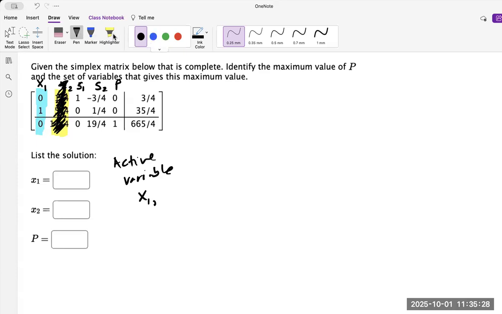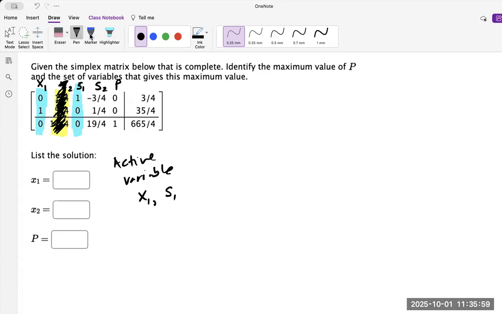Then if we look at the next column, S1, is there only one number that's non-zero? Yes. See how we have one, and it could have been a 5. This could have been 5, and then everything else be zeros. Because there's only one number, and it happens to be a 1, that is non-zero, and the rest of the numbers are 0, we know that S1 is an active variable. We will pay attention to that column.